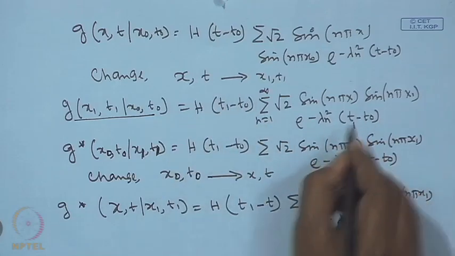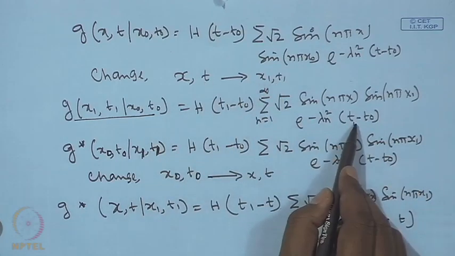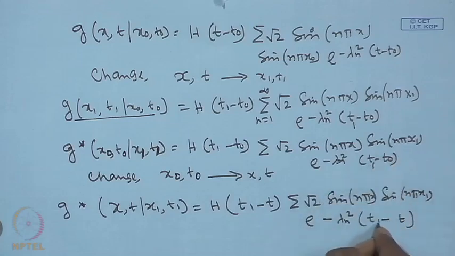So, this becomes t1. When you change x and t to x1 and t1, this becomes t1, this remains t1, this remains t1, and then we replace t0 by t. So, this is the governing equation.